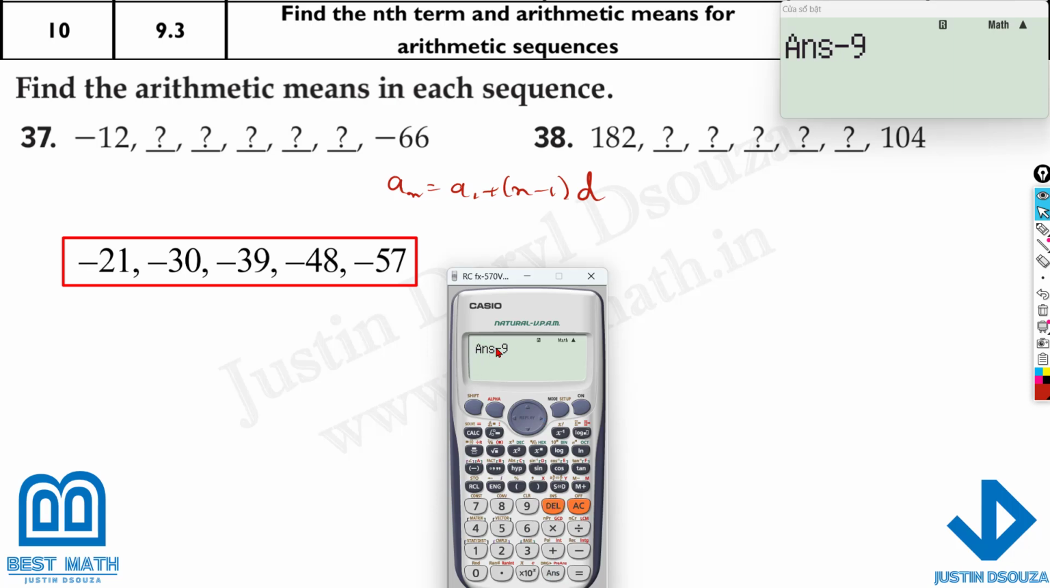Or you can type in minus 21 and then press equal to, then again type in minus 30 and so on. Here's minus 30, minus 39, minus 48, and lastly minus 57. Similarly, do this problem and then check your answers.